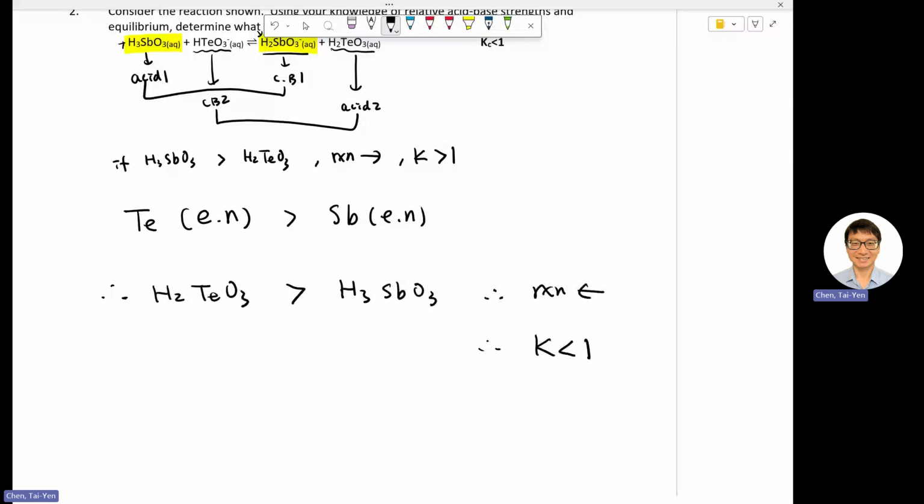This is a very standard type of question. It tests you on a few things. First, can you recognize the conjugate acid-base pairs within the equation? You will always be able to identify the acid on both sides. Then you compare the relative acid strengths of those acids. Therefore, you can predict whether K will be larger, equal, or smaller than 1. Those are the things you're going to encounter in your homework and quiz.